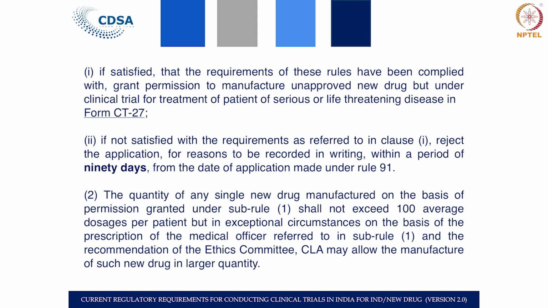If satisfied, the permission can be granted. If the requirements are not fulfilled within 90 days, the application is rejected, and in all cases there is scope to go to the central government for reconsideration. The quantity is always specified; it shall not exceed 100 average doses for a patient, but in exceptional circumstances, on the basis of the prescription of the medical officer and the recommendation of the ethics committee, a larger quantity can be allowed to be manufactured.